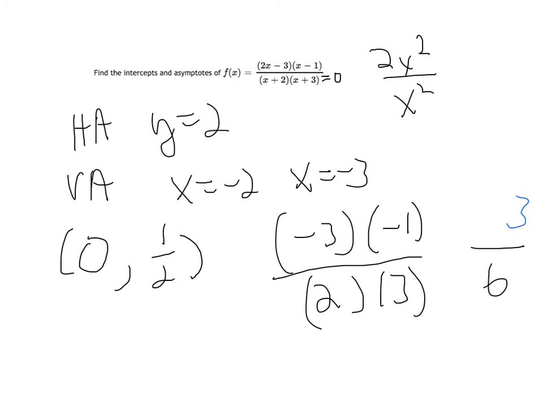And then to get the x-intercepts, now we're going to look at the numerator. So ask yourself, where does 2x minus 3 equal 0? Well, that's at positive 3 over 2, and of course we know y equals 0. The other x-intercept is going to be when x equals positive 1, so (1, 0). And that's how you tackle that kind of problem.